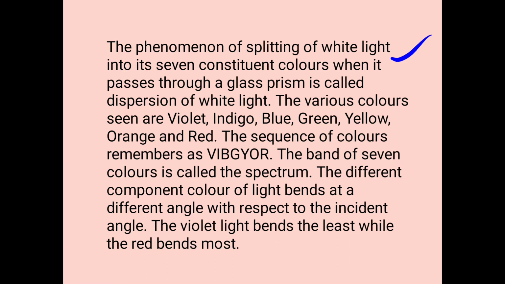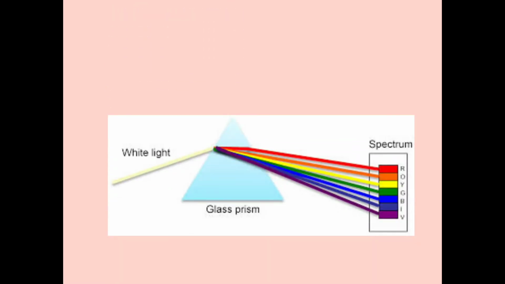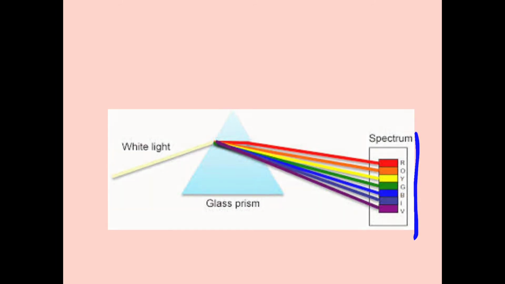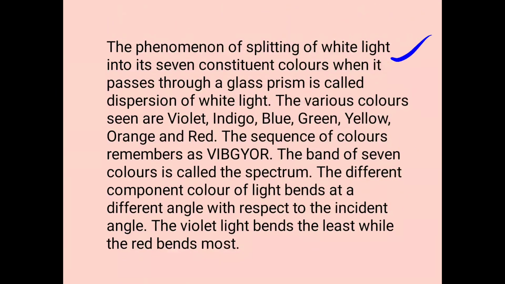As we can see in this image, we get seven different colors, right? These colors are violet, indigo, blue, green, yellow, orange and red. To remember this sequence of colors, we use the term VIBGYOR, so that we can easily learn it. The band of seven different colors is known as the spectrum.